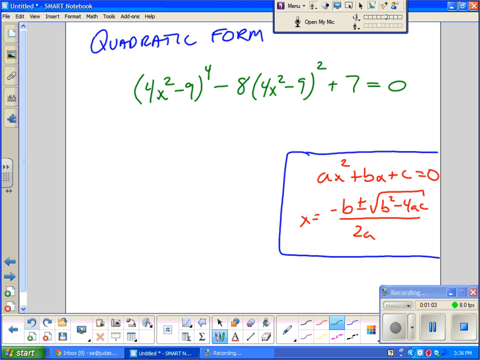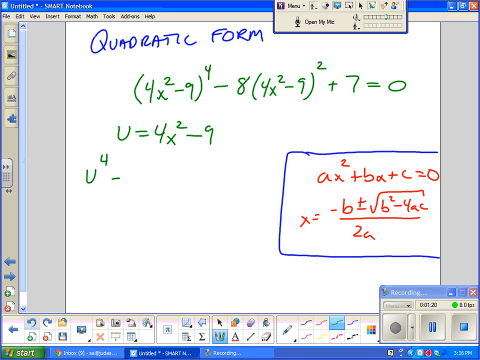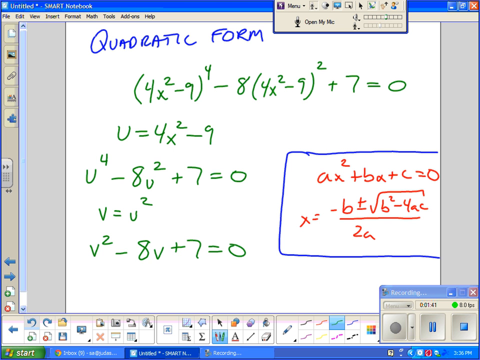What I would see first is I don't want to deal with this stuff. So I'm going to say, let u equal 4x squared minus 9. Let u equal the stuff inside, because this is going to make our problem a lot better. So if I do that, I rewrite it, I get u to the 4th minus 8u squared plus 7 equals 0. I'm already liking that a lot better. But I want it to be in this format over here, ax squared plus bx plus c. So I'm going to say let v equal u squared. Then I get v squared minus 8v plus 7 equals 0.